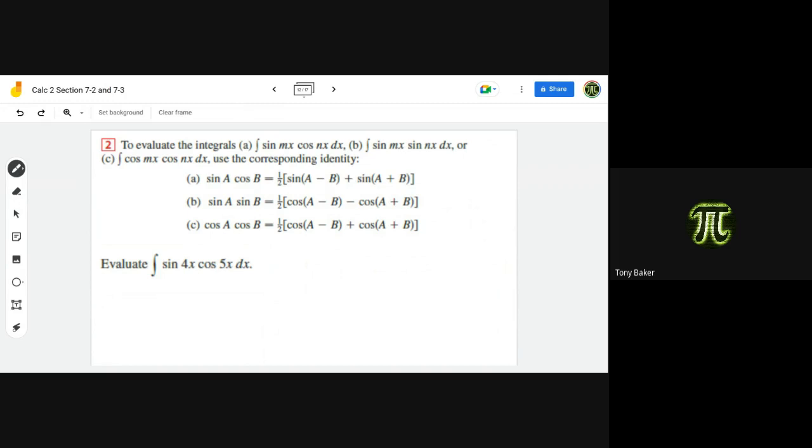So the goal is to get it to something where I no longer have a product, so I can do the integral of each piece and be done with it. For this one, I have sine 4x and cosine 5x, so I'm using the sine-cosine identity. I'm going to put the 1/2 out in front. So I have sine of 4x minus 5x, which is negative x, plus sine of 4x plus 5x, which is 9x.